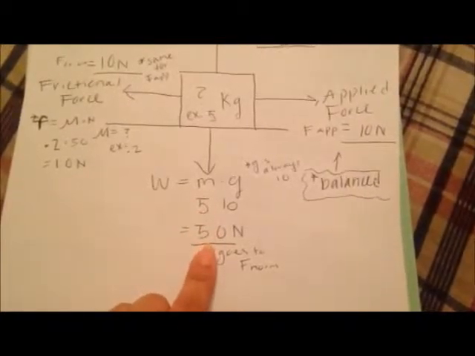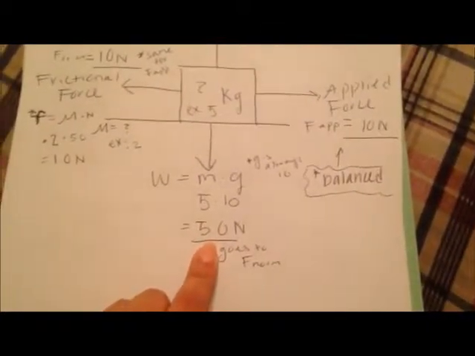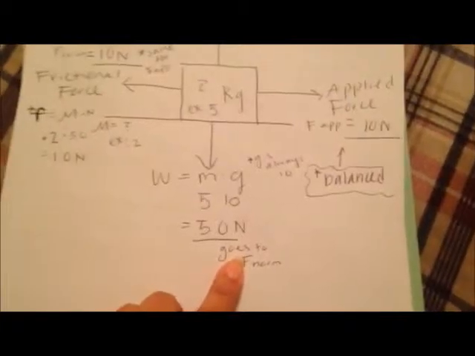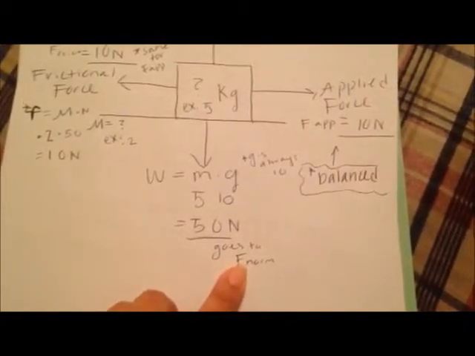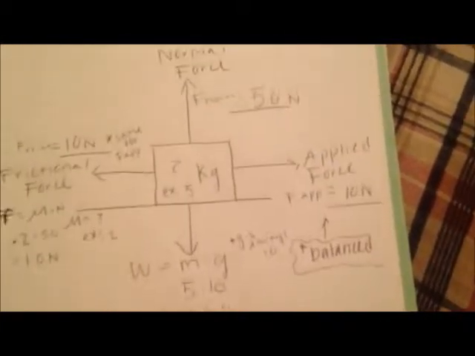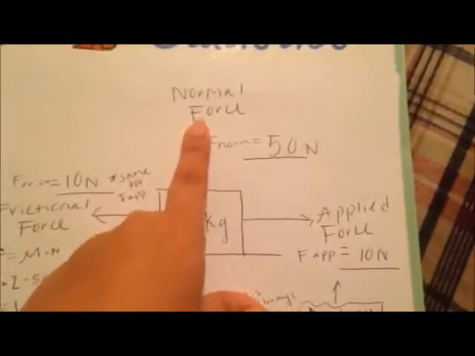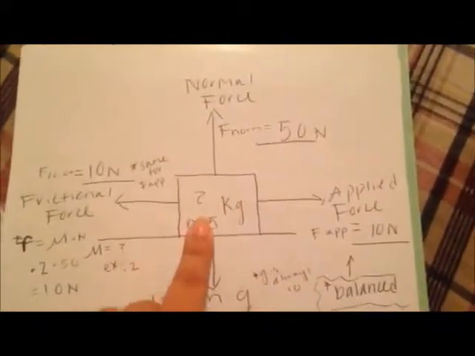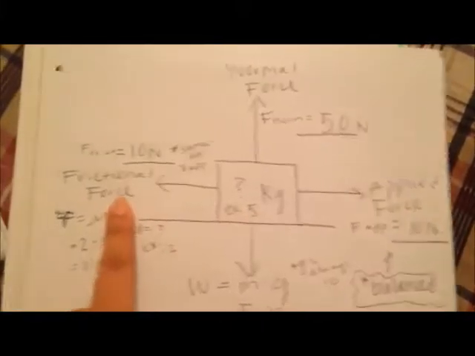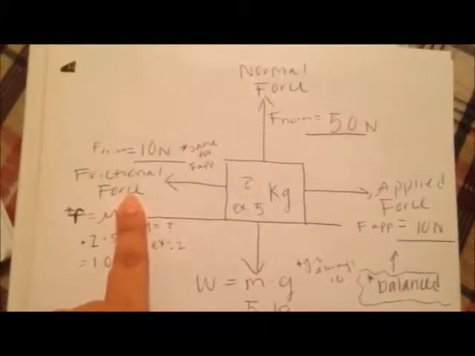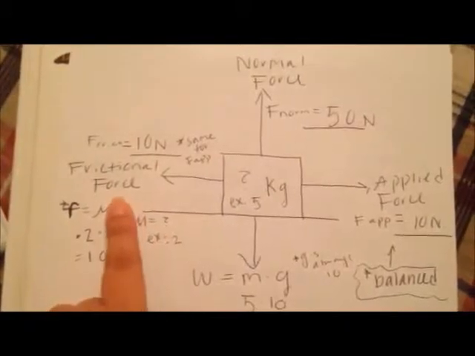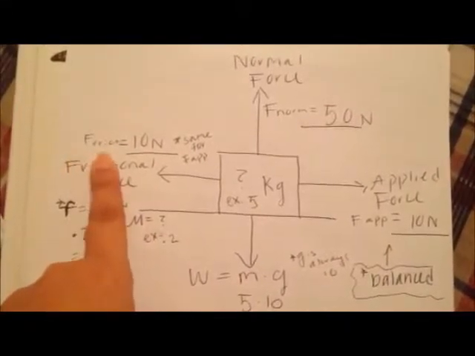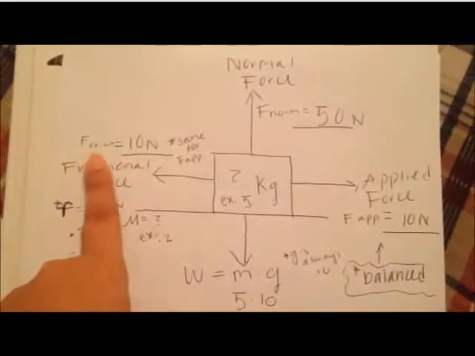And these 50 newtons, or any number given here, is going to go directly to the normal force, which is up here. And normal force is just what's given off by the weight, so it's only 50 newtons. Then to solve the next part, it's the frictional force. So frictional force is always going to go to the left, and it's going to be F when we're trying to solve it.